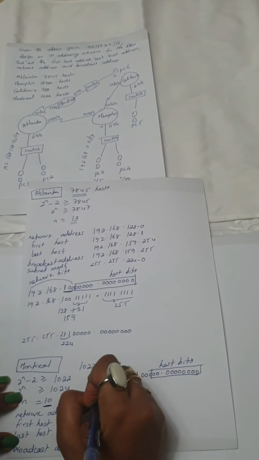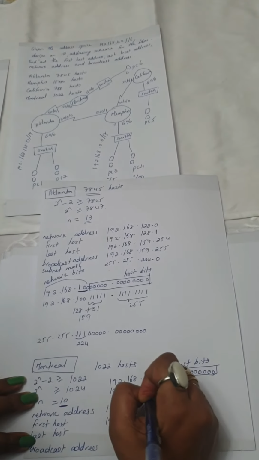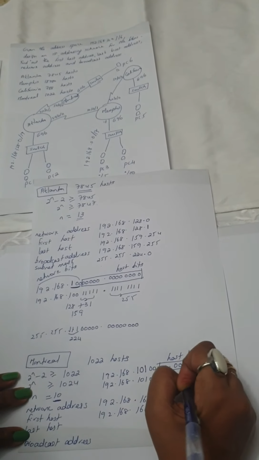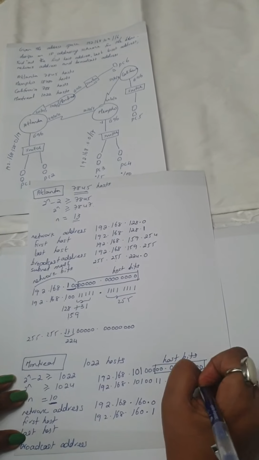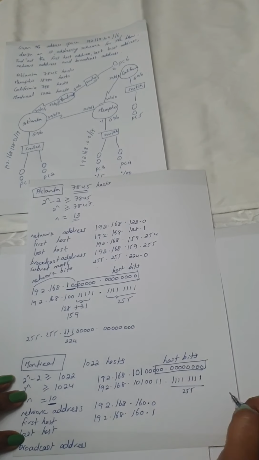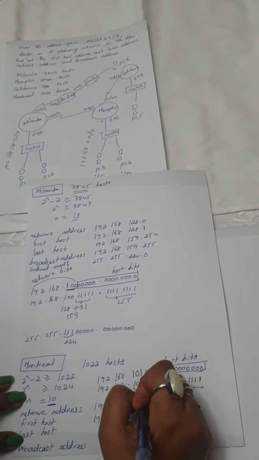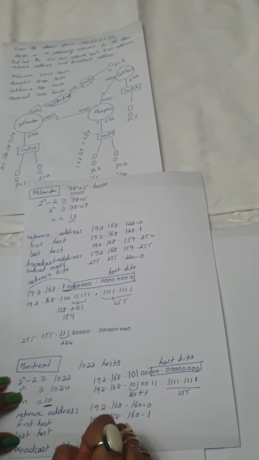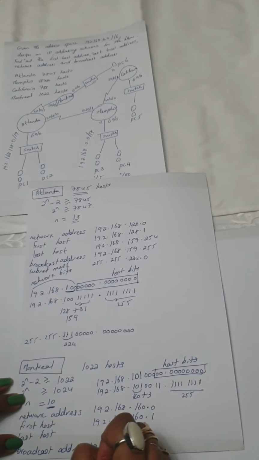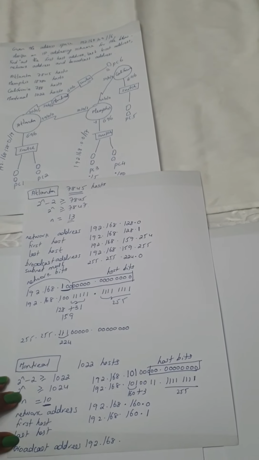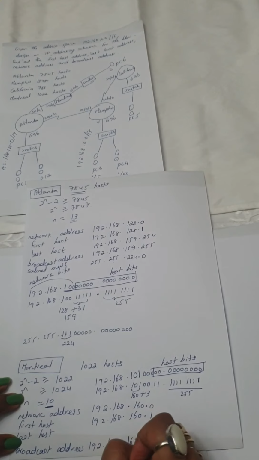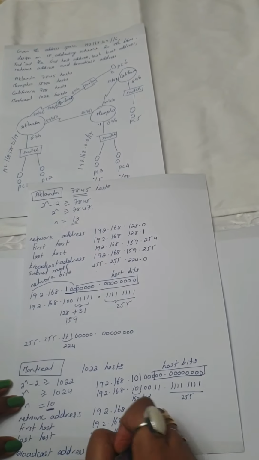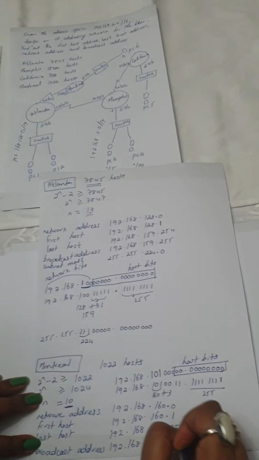So for broadcast, 192.168, then we have all ones here, 8 ones. So this is 255. Here it's 160 plus 1 plus 2 plus 3. So the broadcast address is 192.168.163.255, and here the last host address is 192.168.163.254.